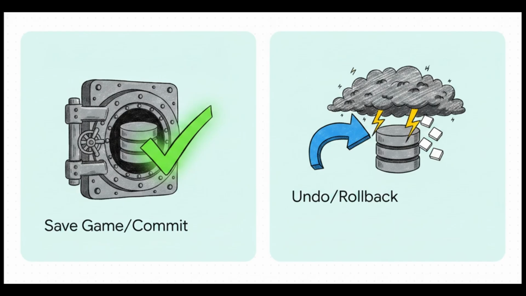But, it's way more than just a simple undo. If a transaction hits that failed state we just talked about, rollback ensures all changes are wiped, reverting the database to its previous clean state. That way, half-finished, corrupting data isn't just left lingering around in the system.